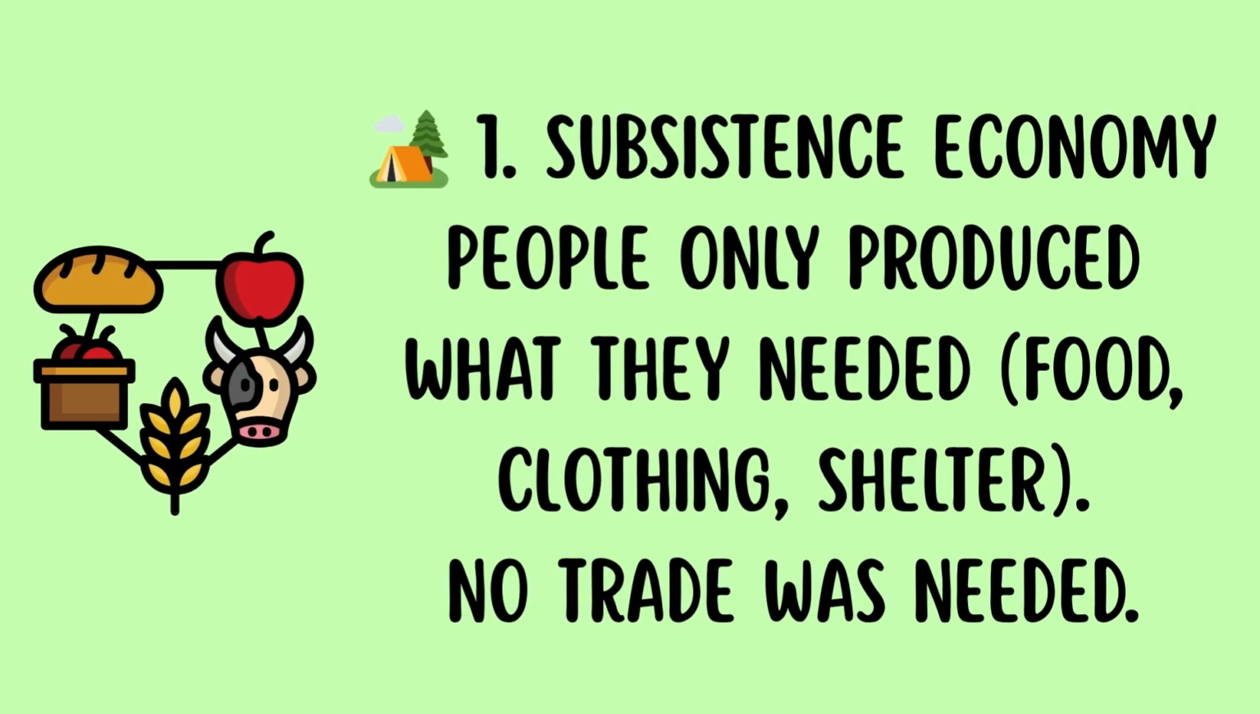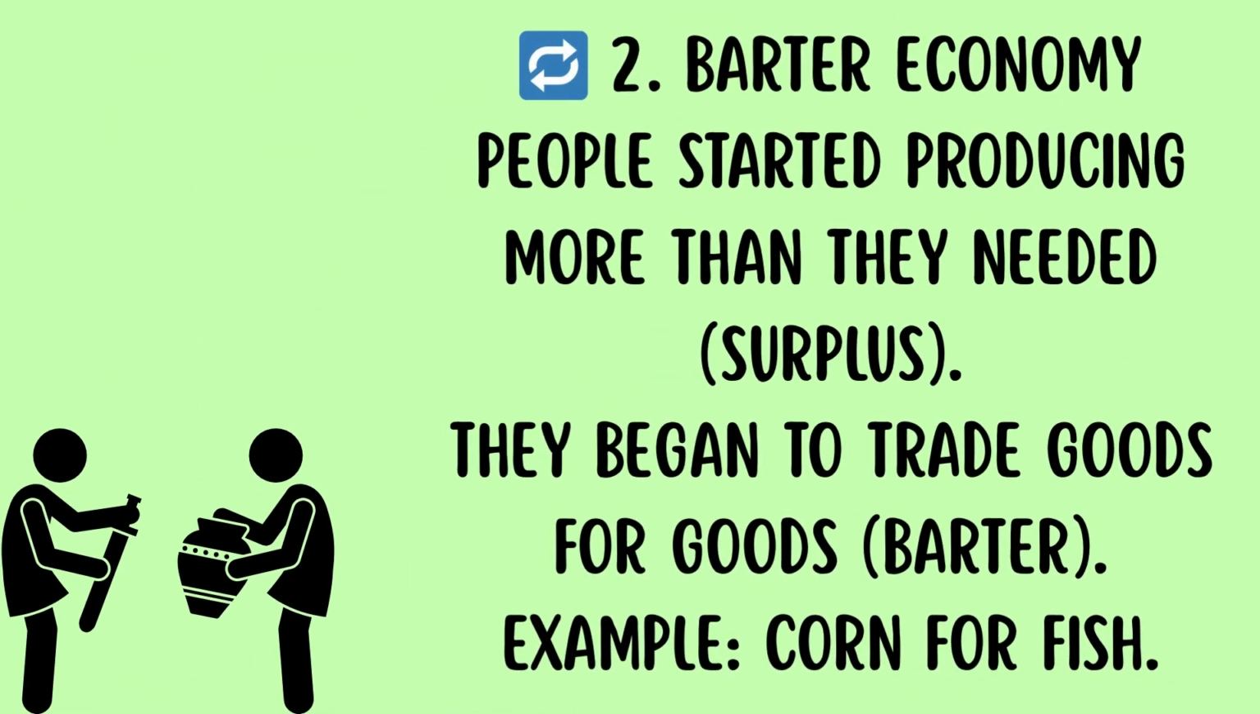Now, in the subsistence economy, people only produced what they needed: food, clothing, shelter. No trade was needed. The barter economy, on the other hand, was where people started producing more than they needed. Surplus. They began to trade goods for goods. Barter. Example, corn for fish.